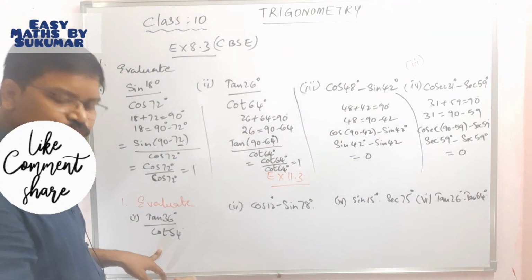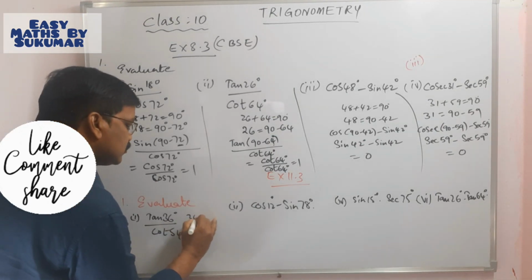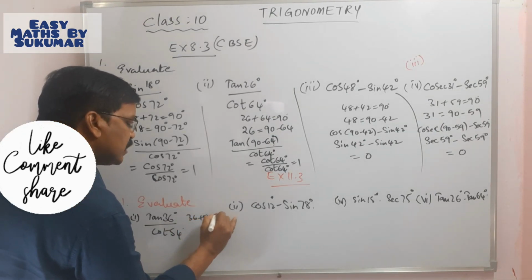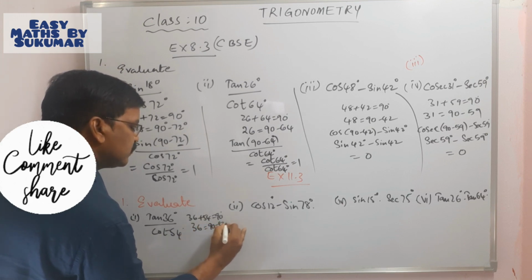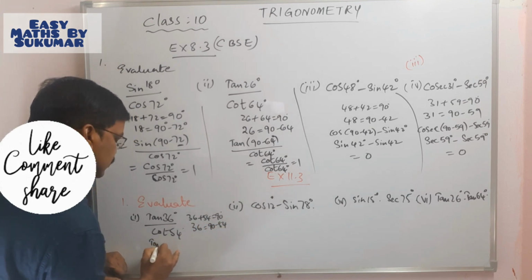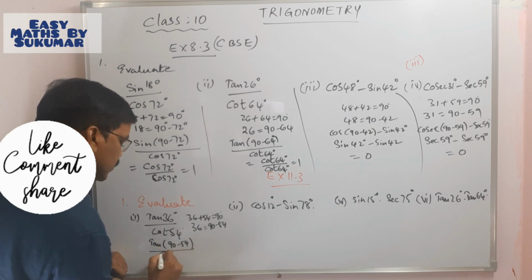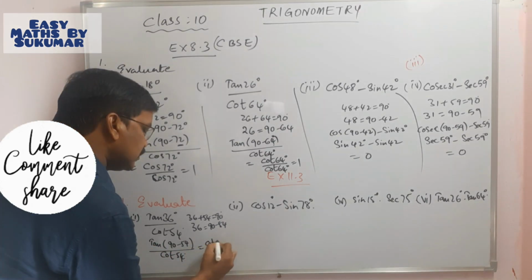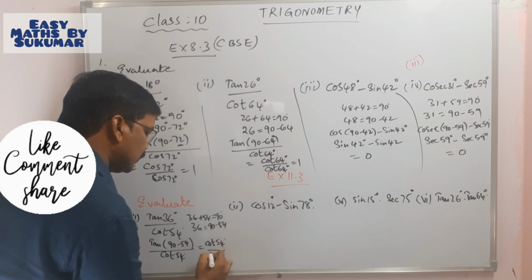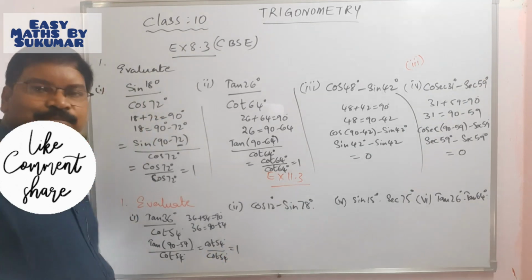Okay. Now, my dear students, here, this is also the same. You can do it, my dear students. 36 plus 54 is what? This 36 plus 54 is 90. So this 36 is equal to 90 minus 54. That means this 36 can be written as 90 minus 54 by cot 54. So this tan 90 minus theta is cot. So that is cot 54 by cot 54. It is equal to 1.